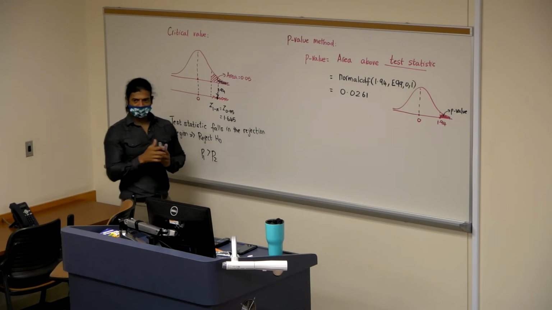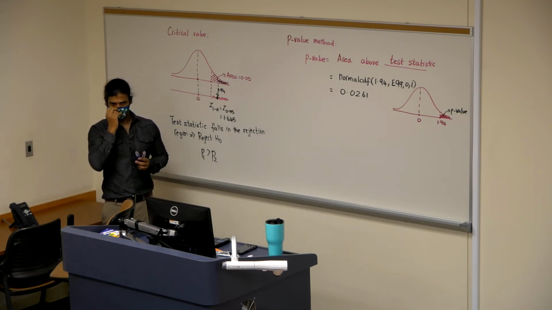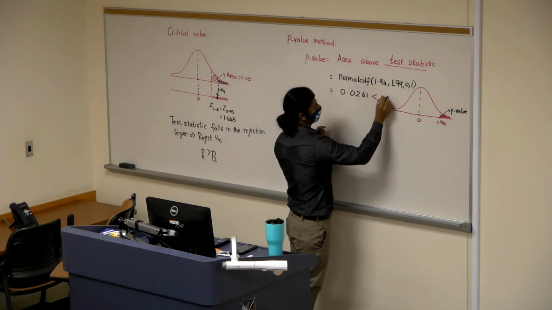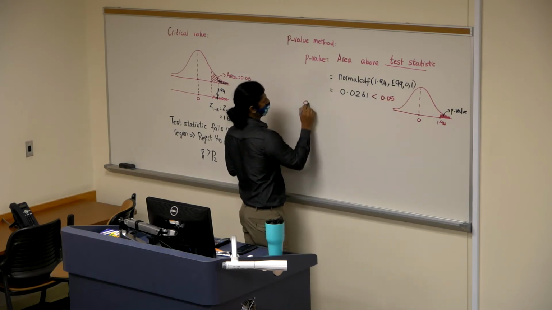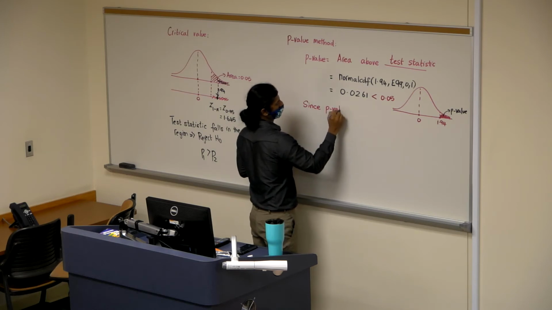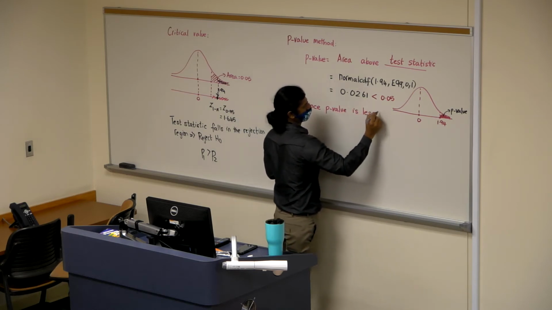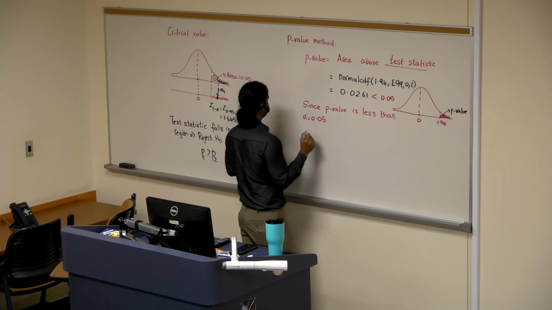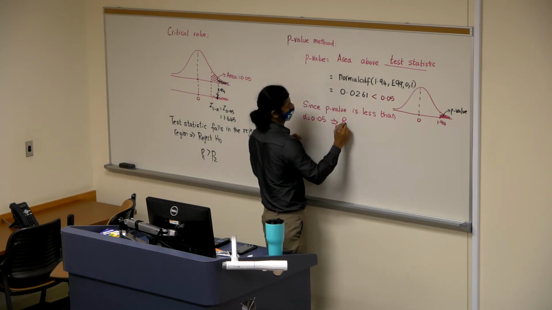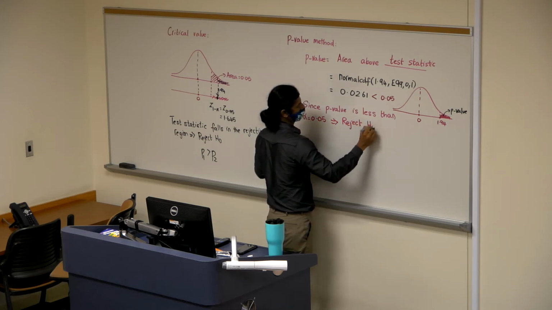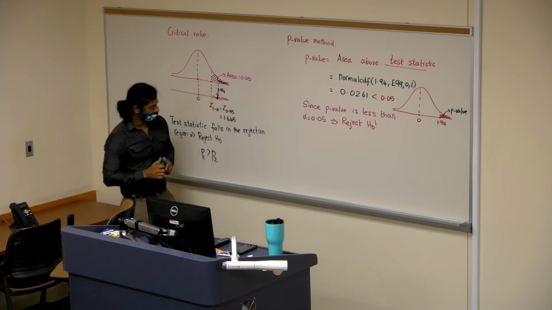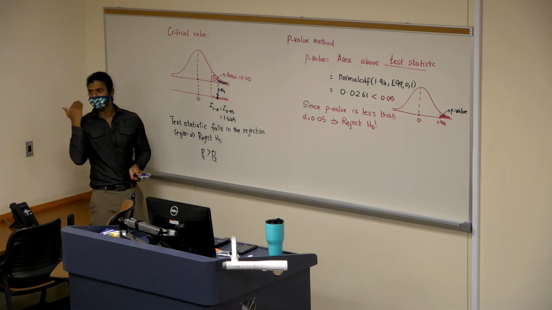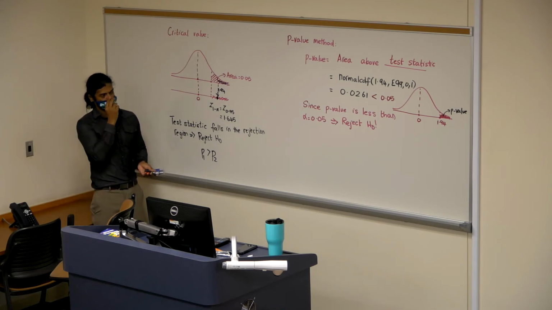Is that p-value less than the alpha that we chose? Alpha is 0.05, p-value is 0.0261. We reject the null and the conclusion is exactly the same as what we had here, which is P1 is greater than P2. Good.